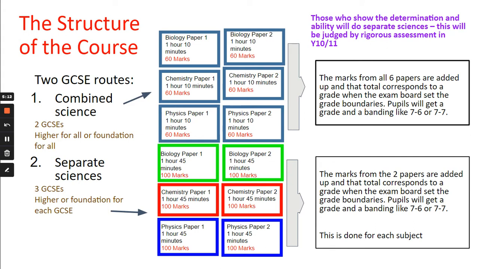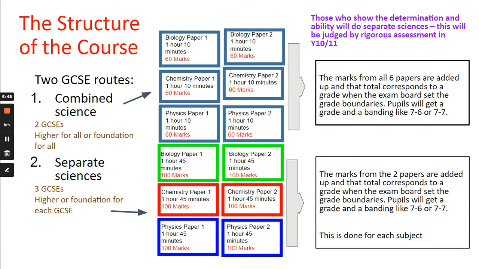In separate science, you will study the sciences separately, kind of given in the name. But you get a biology grade, so a biology GCSE, a chemistry GCSE, and a physics GCSE. So that leads to one extra GCSE, but the papers are longer. So rather than 60 minutes each, an hour and 10 minutes each, they're an hour and 45 minutes, and there's an extra 40 marks per paper. So they're much more lengthy in size, okay? And there's a lot more content.